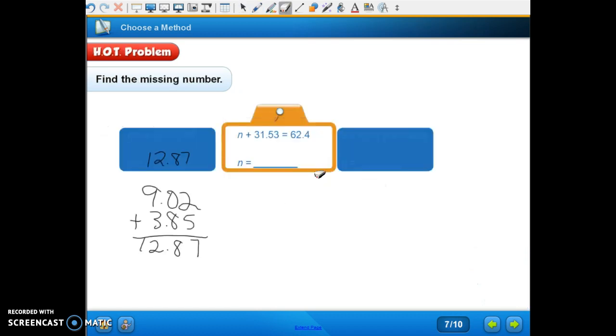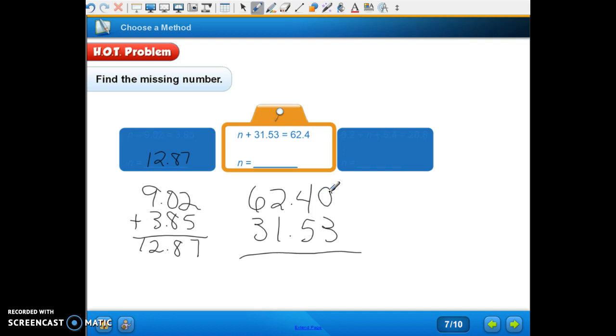Okay, so this one is a little bit different than the one we just did. It's still the first number in our equation that we're looking for. It's addition instead of subtraction. So we can take our sum, our 62 and 4/10, and we're going to subtract 31 and 53 hundredths. This will allow us to get our factor, which is what they need for n. Now, we don't have anything in the hundredths spot of 62 and 4/10, so let's put a 0 in there to fill that place value.